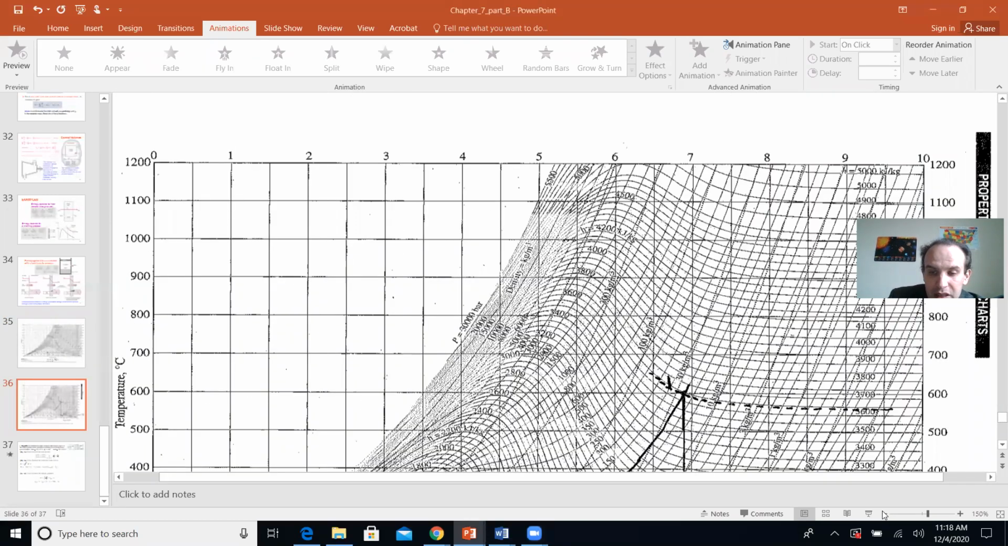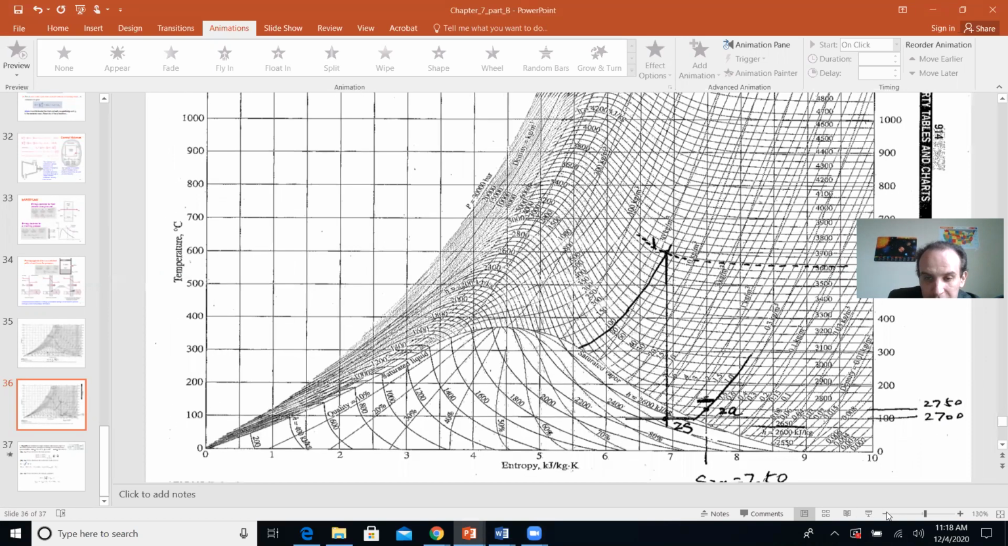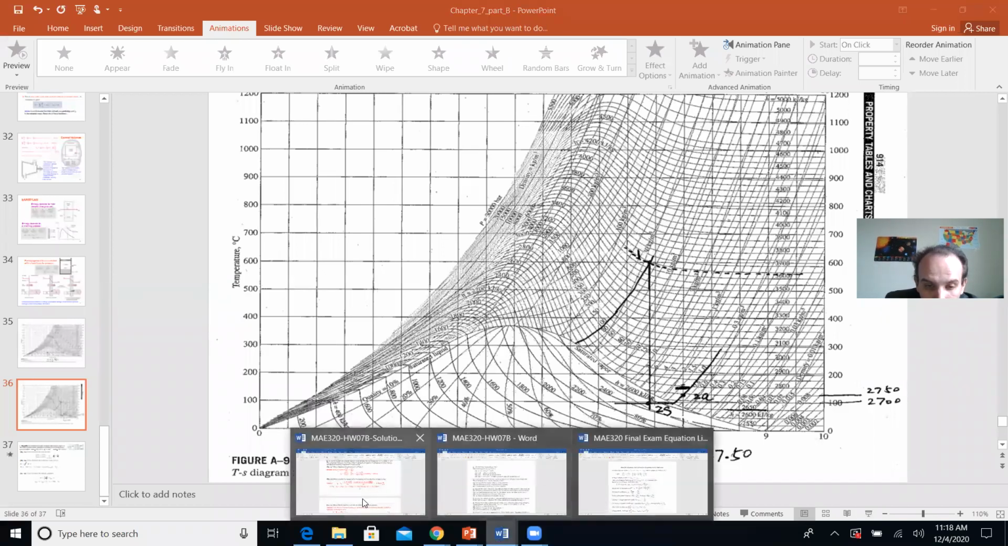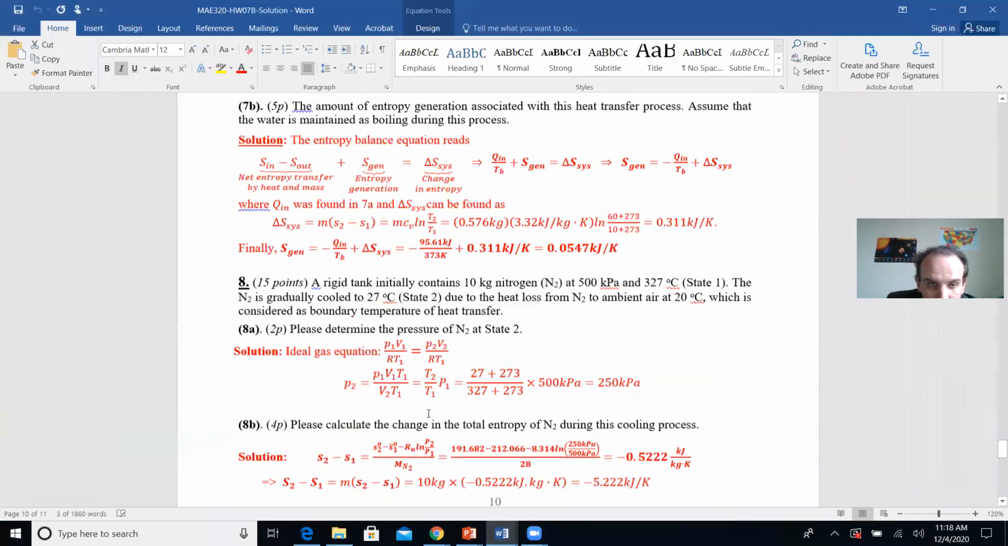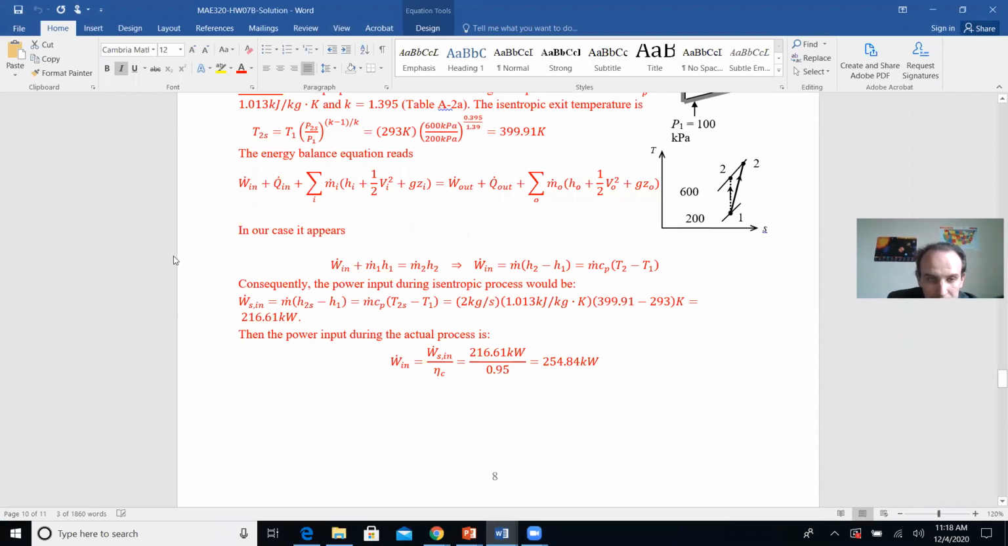Similar story, for instance, was in your problem number, which one? When you have a turbine. This is a problem number, let me see. I think problem number 5, right, for the turbine. Yes.